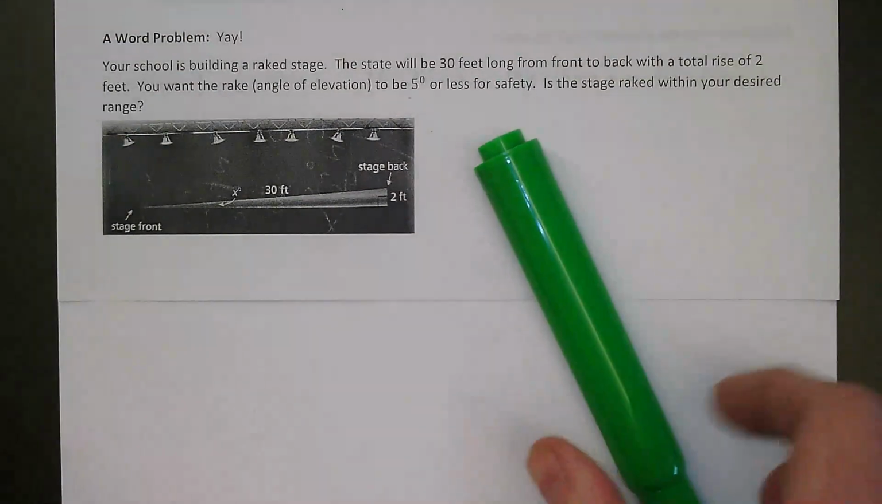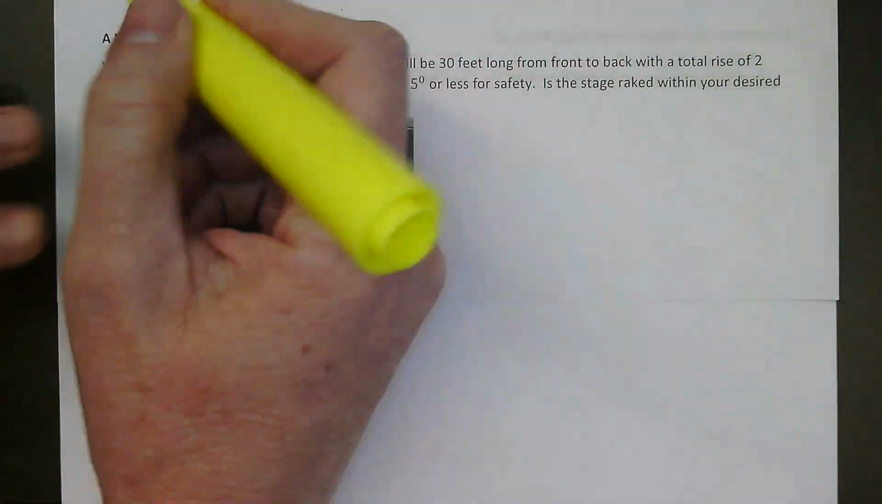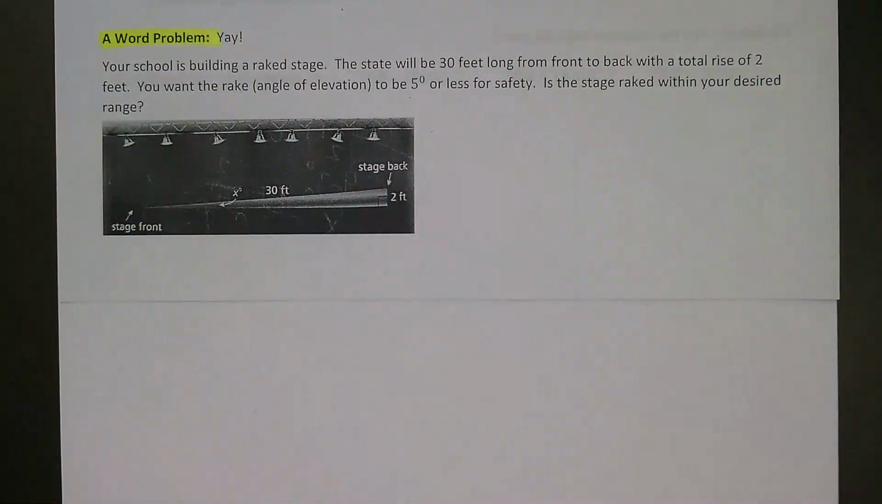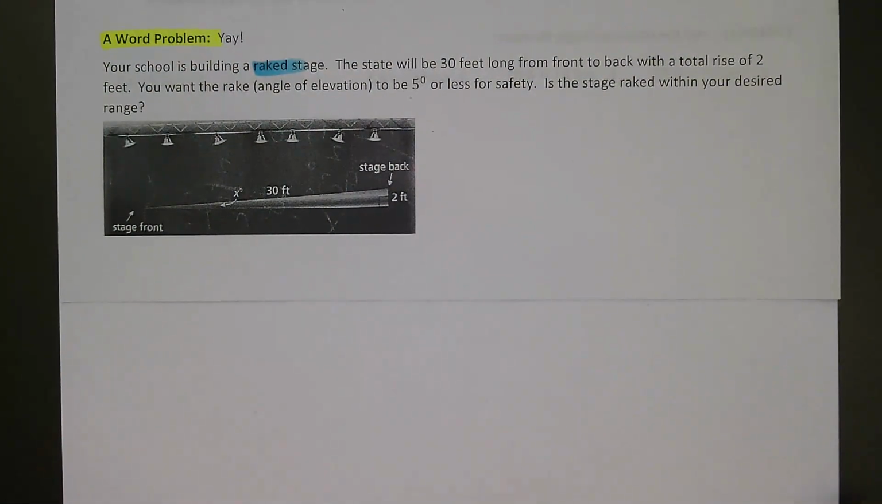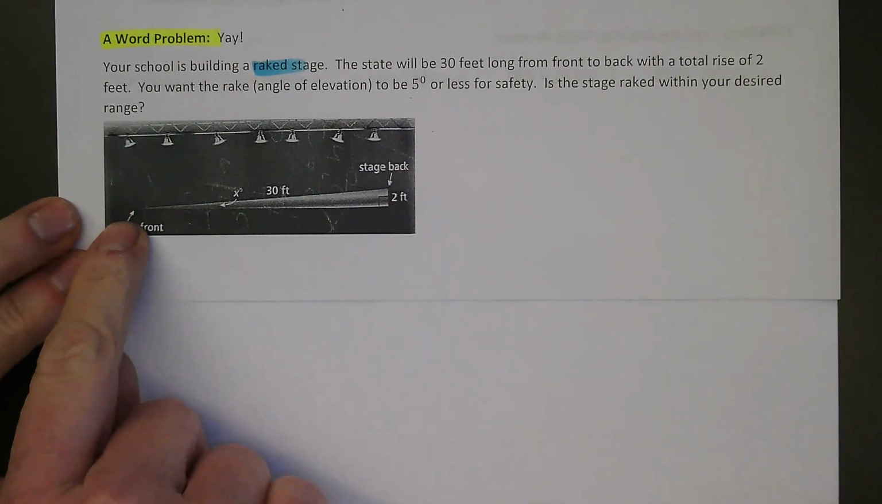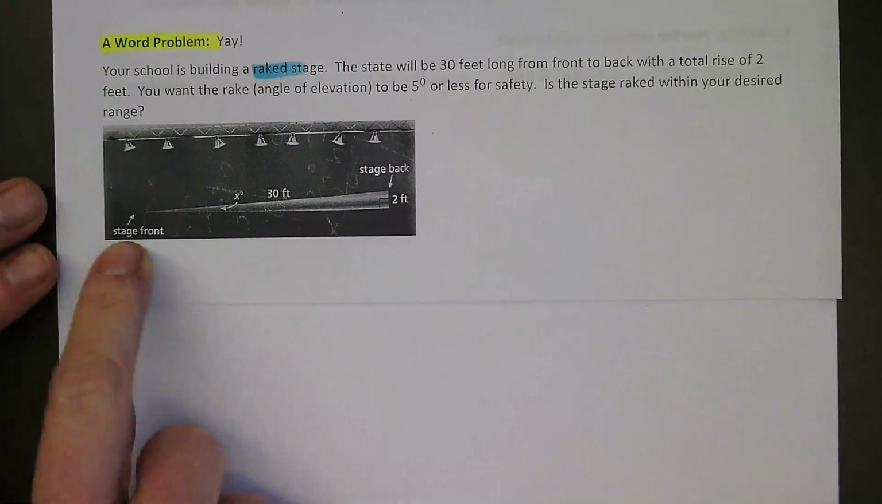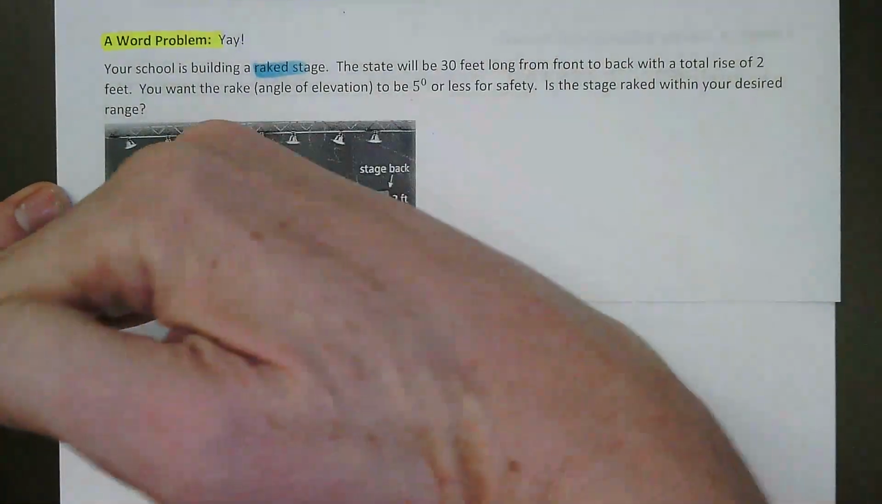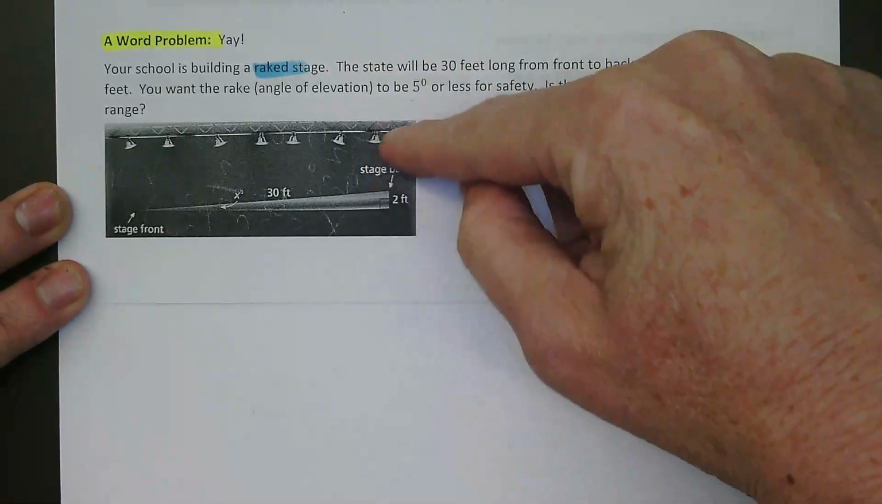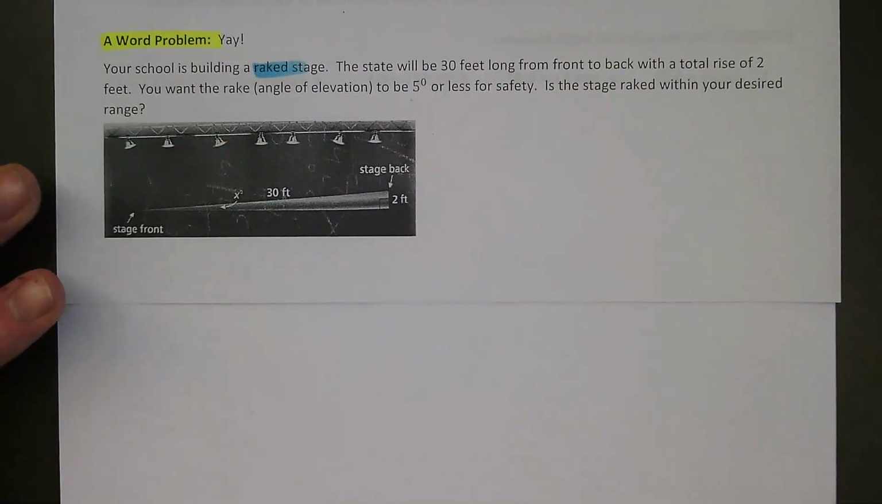All right, we're looking at this word problem. The idea here is building a raked stage, which I did not know what it was before this problem. A raked stage is a stage built up at an angle. So this little picture here is kind of supposed to be showing us the stage lights. And see how the stage from the front is going up higher at the back. It's at an angle, so the people at the back of the stage are going to be easier to see in the audience.